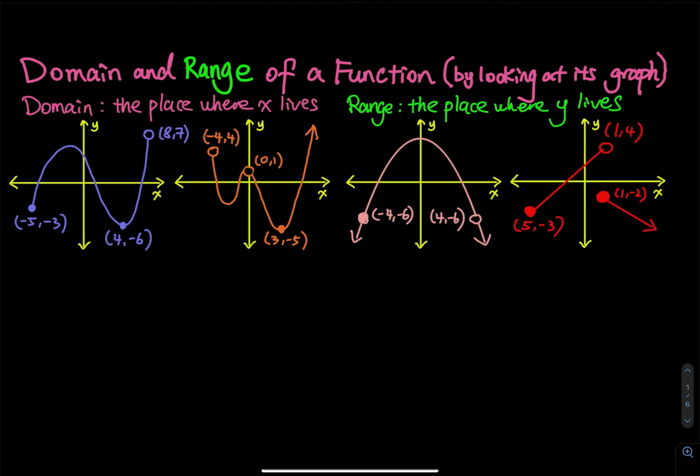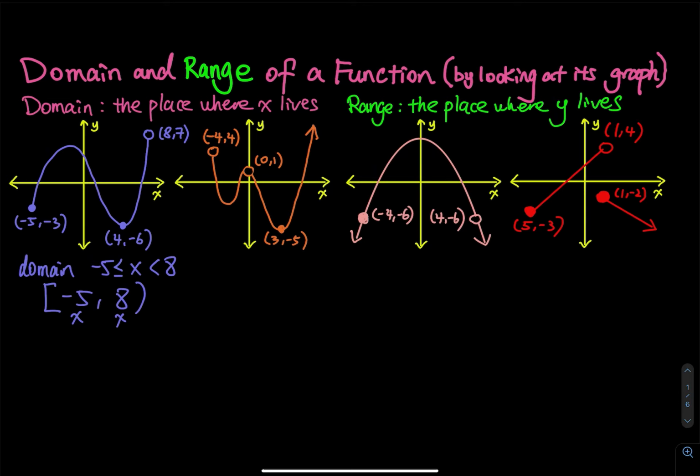So for the domain, I will just write domain, and then x is between -5 and 8. Since we have a solid circle at -5, we use an equal sign because x can be equal to -5. Where there is an open circle right here at x equals 8, you don't use an equal sign. That means when x equals 8, the function is undefined. And then how about the interval? For interval, you use a square bracket, -5 to 8. This is x equals -5 to x equals 8.